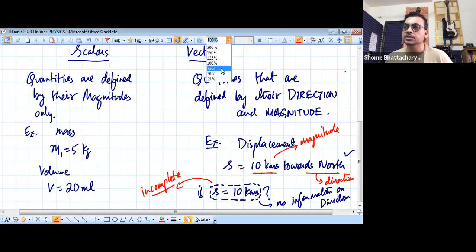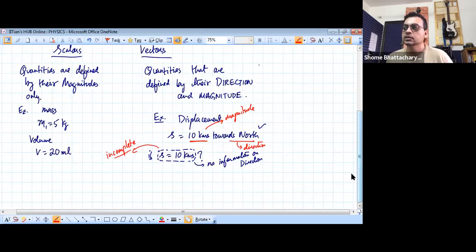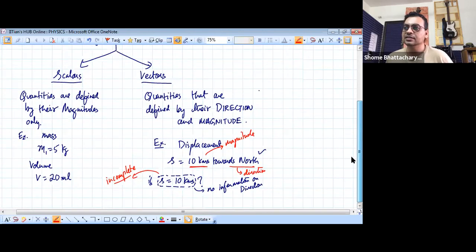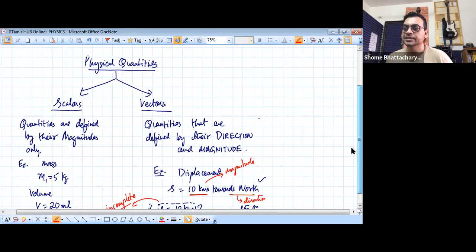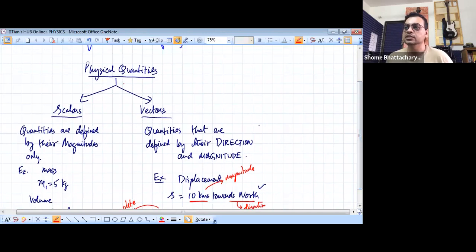So if you like, you can just make a short note of this. So what are vectors? They are a category of physical quantities. In physics, all physical quantities, what are physical quantities? They are quantities that can be measured. So anything that can be measured is called a physical quantity. So on the basis of my quantity, ko kaise measure karta hun?